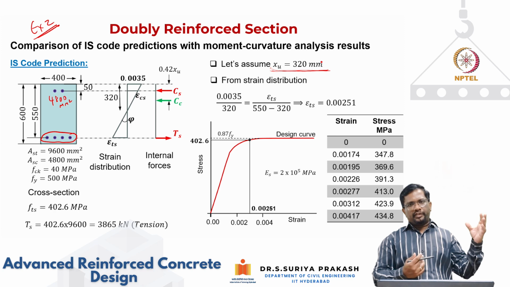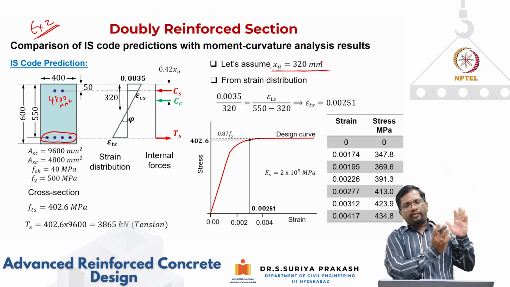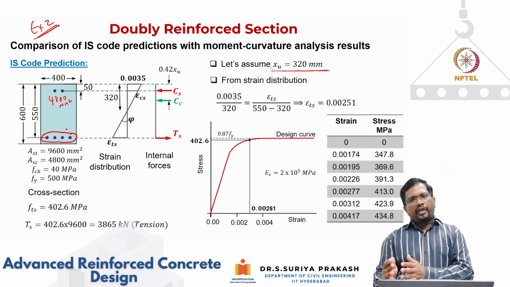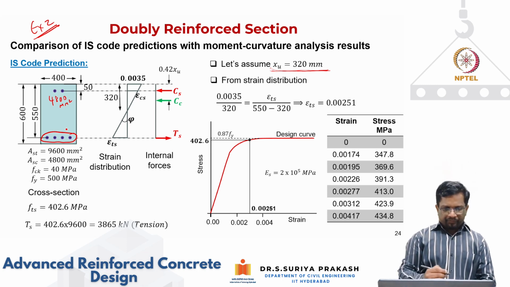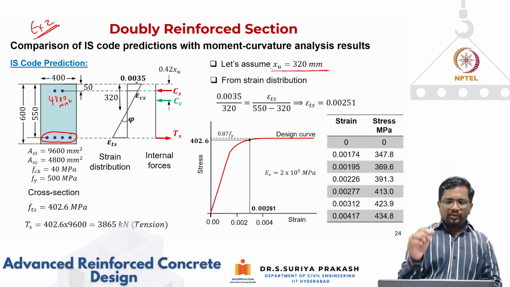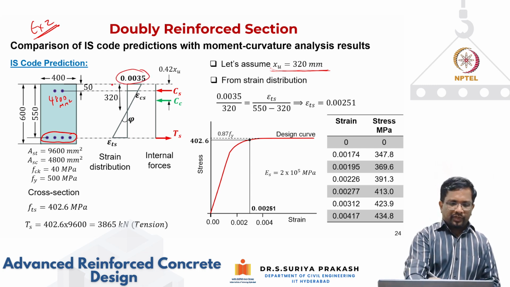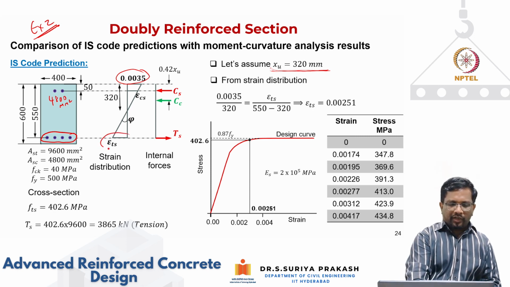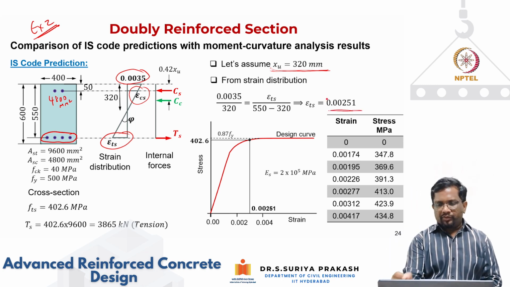In the previous case, we were designing a doubly reinforced section for a given demand. Here, the sectional dimensions and reinforcement are given, and we are doing analysis. So here you have to assume your neutral axis depth. I'm doing the analysis for the ultimate condition with a strain of 0.0035. So 320 is the neutral axis depth that I'm assuming. I can calculate my tensile strain and compressive strain from similar triangles. Tensile strain works out to be 0.00251.